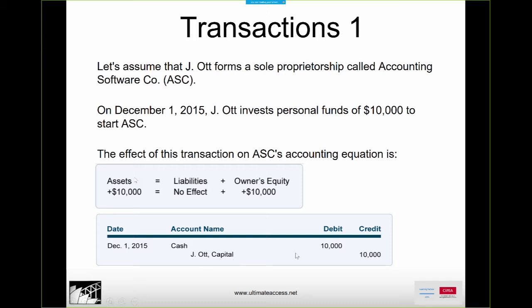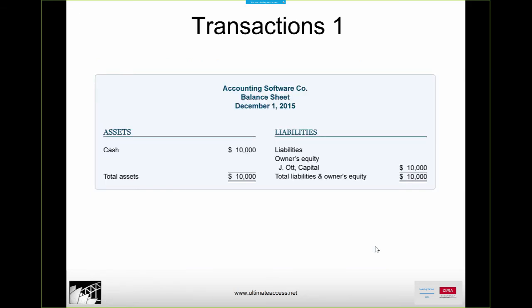Now how would it look in your balance sheet? This is how it'll look: cash under assets, and capital. So we're starting with a fairly easy transaction before we get a bit more complicated. Now let us go to the next transaction.